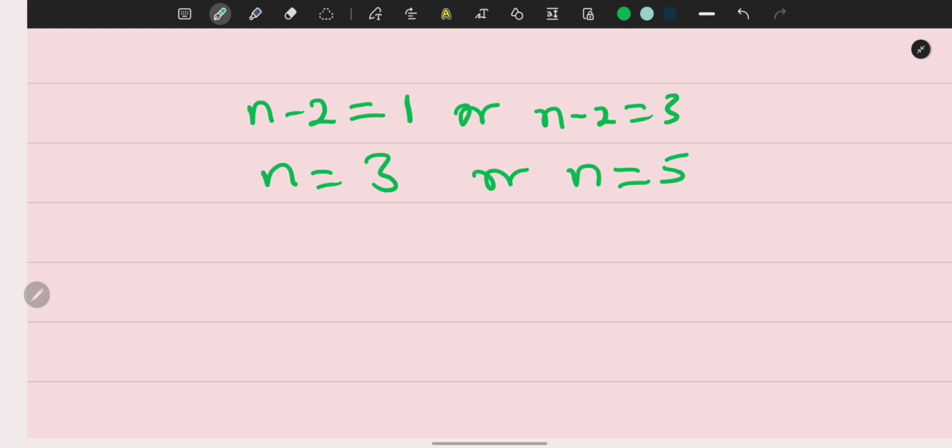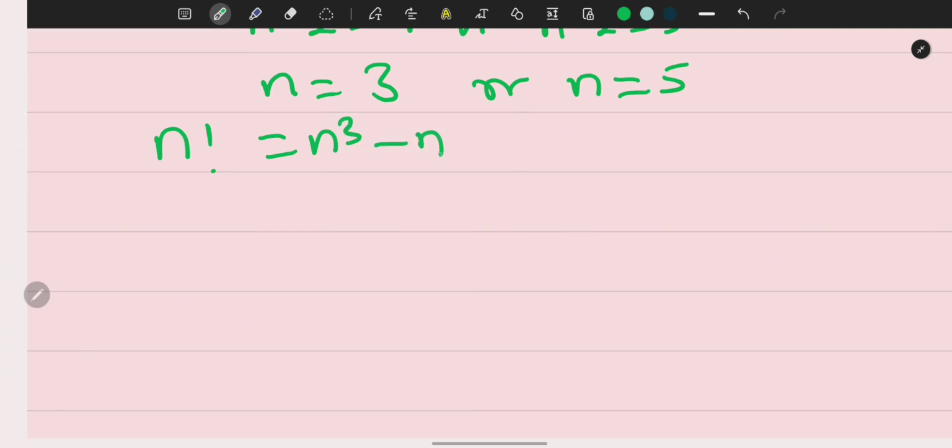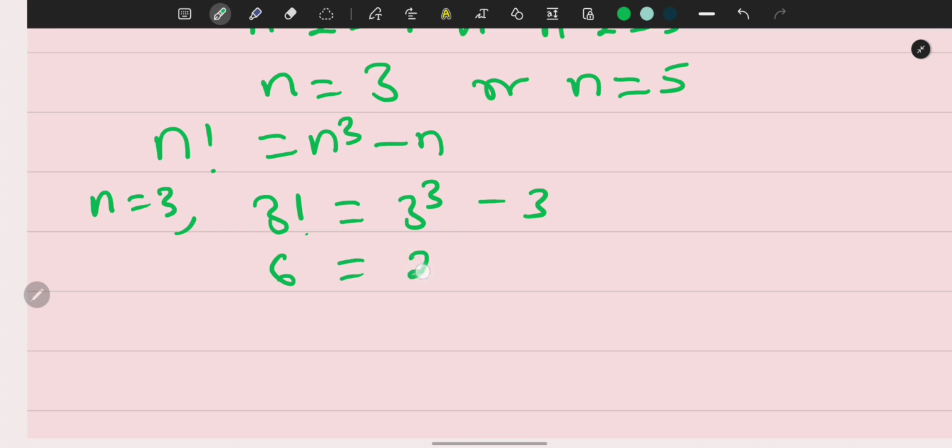So now let's go back to the question and check which of these actually gives the right answer. n factorial is n cubed minus n. Let's consider n to be 3. When n is 3, what will you have here? This is 3 factorial equals 3 to the power of 3 minus 3. So 3 factorial is 6, 3 to the power of 3 is 27, 27 minus 3 is 24. And you can see you cannot say 6 equals 24. That's wrong. So we consider when n is 5.